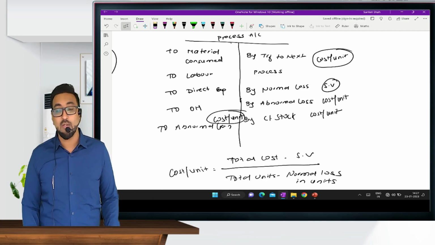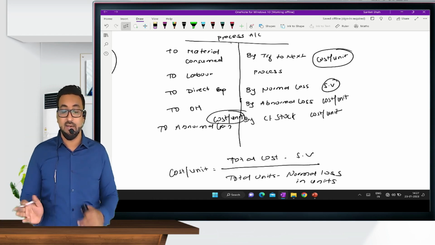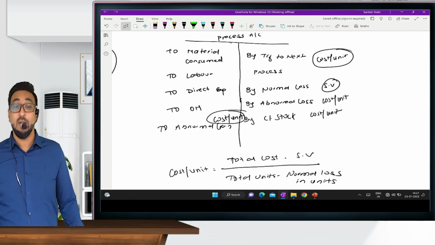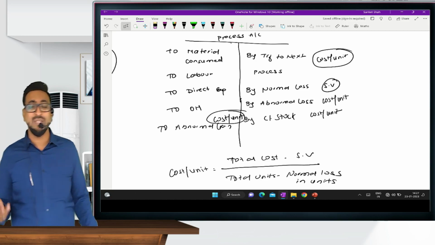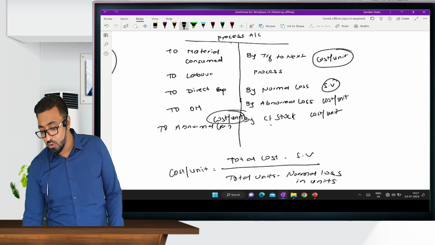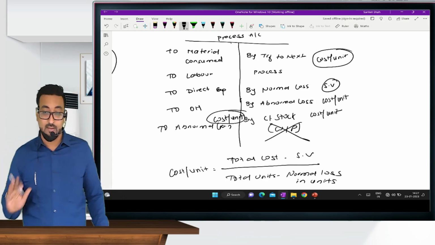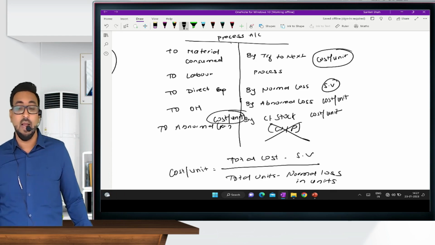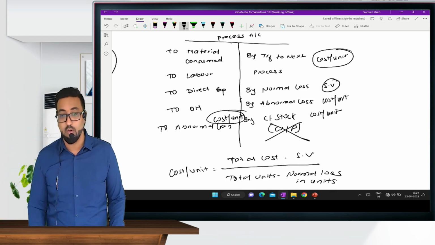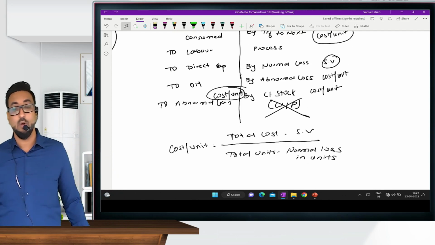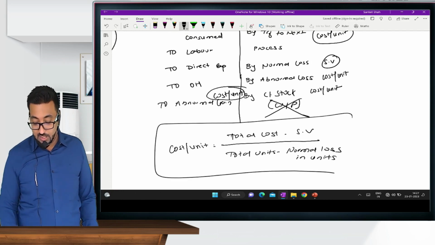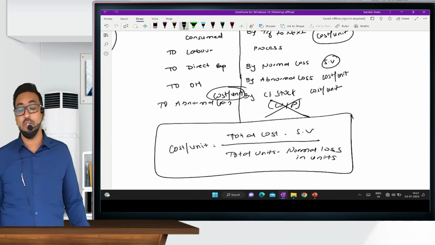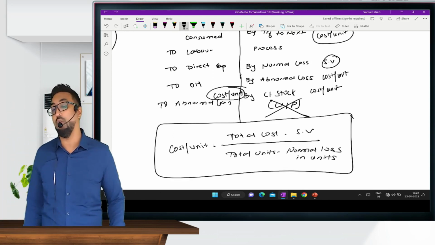Process account में पहला जो होता है to expenses you will write on the debit side and credit side पे by transfer to next process लिखोगे. By normal loss is always recorded at scrap value. By abnormal loss is always recorded at cost per unit. By closing stock is also, but remember this closing stock is not WIP का closing stock, इतना याद रखिए. And abnormal gain is also recorded at cost per unit. And cost per unit how to calculate? Total cost minus scrap value divided by total units minus normal loss. आई होप ये फॉर्मूला आप सबको आ जाएगा. ये फॉर्मूला आपका लास्ट डे रिवीजन नोट्स में याद रखना.